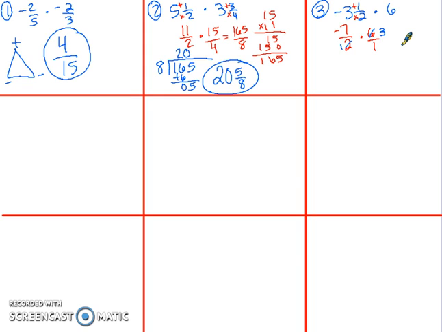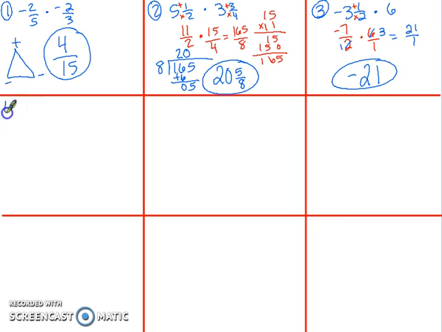You don't have to do that. You can just multiply straight across, but if you just multiply straight across, you're going to have bigger numbers to deal with. So if you simplify first, you'll have smaller numbers. 7 times 3 is 21. 1 times 1 is 1. And anything over 1, you can just keep the numerator. It's just going to be a whole number. And a negative times a positive is a negative. So that is negative 21.